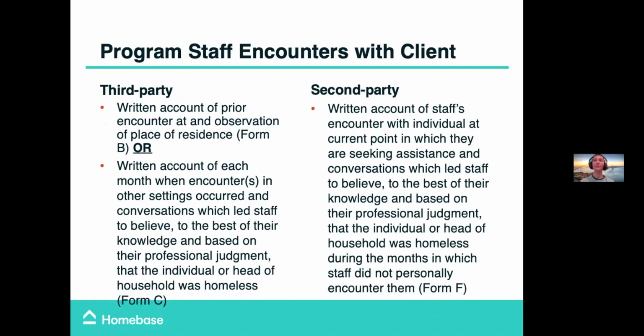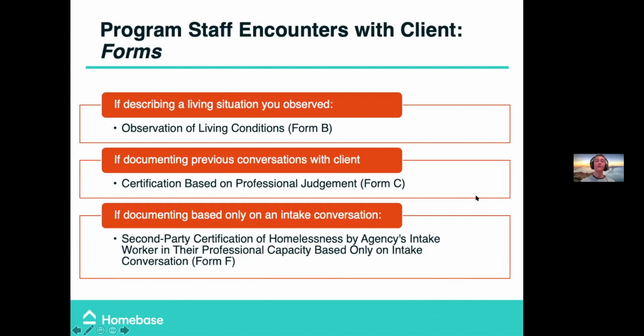This is where we're going to break down program staff. Now, program staff refers to the program that the client is trying to enroll in, the staff who are actually doing the documentation. As I mentioned, for history of homelessness, sometimes this can be third party, sometimes it's second party. I'm actually going to skip on to the next slide because I think it breaks it down pretty clearly.